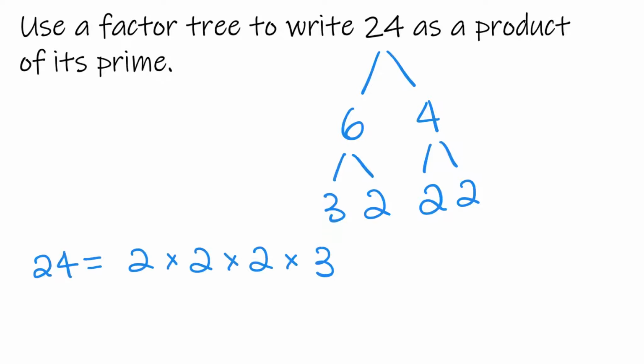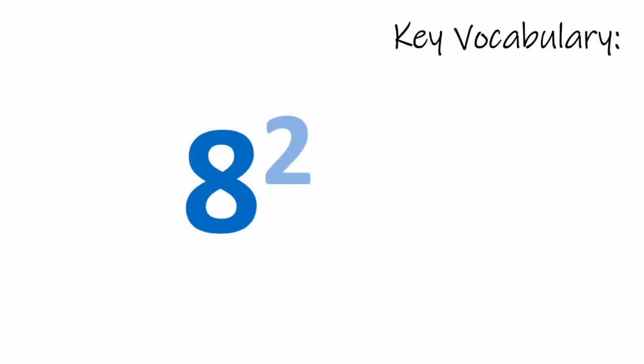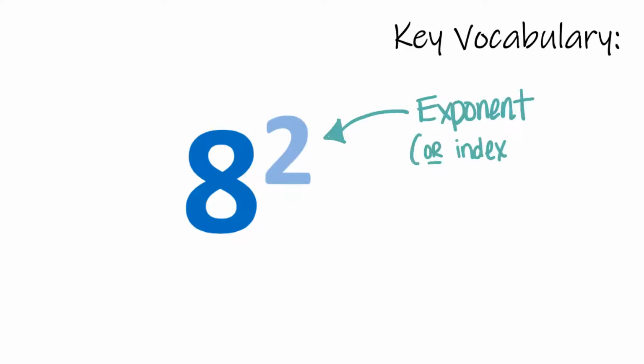But writing all these 2's is really redundant. So if we remember, we used exponents to simplify this a little bit nicer. So we could have 2 to the power of 3 times 3. Before we continue, let's look at some key vocabulary. We already know that this little 3 is called an exponent, but it can also be called an index or a power. And for this number 2 here that's attached to this exponent, we call this a base.